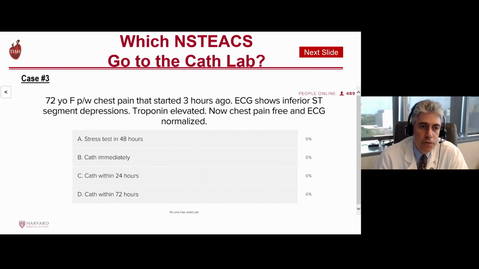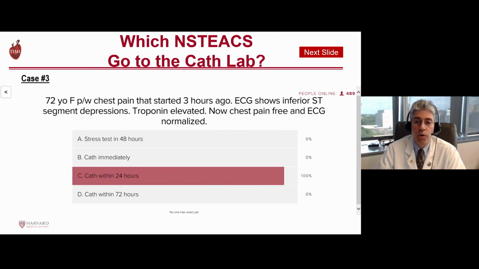Let's see what you would do for this patient here. So this is a 72-year-old woman. She presents with chest pain that started 3 hours ago. The ECG shows inferior ST segment depressions. The troponin is elevated. She's now chest pain free and the ECG has normalized. So your options are stress test within 48 hours, cath immediately, cath within 24 hours, or send for cath within 72 hours. So let's see how the votes start tallying.